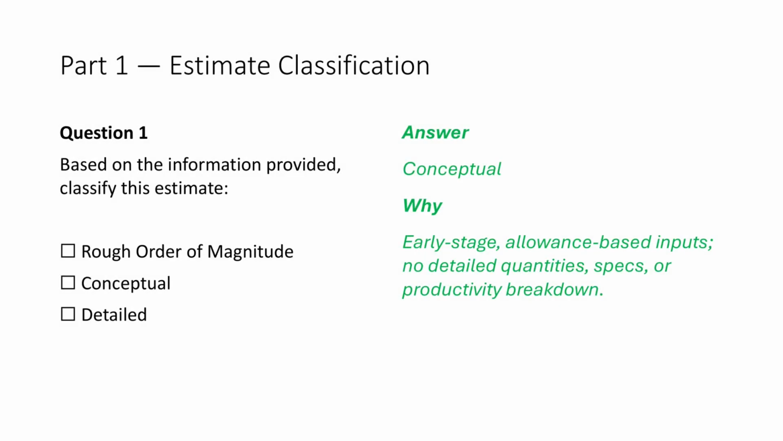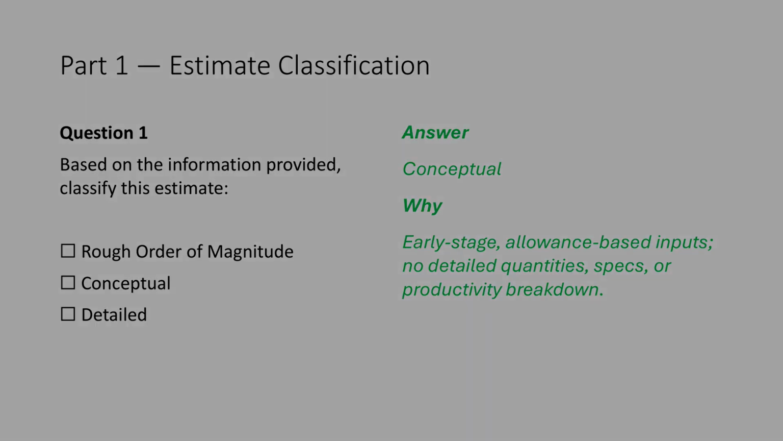Explanation. This estimate is best classified as a conceptual estimate. Why? Because it's built using allowances, simplified labor assumptions, and no detailed quantity takeoff or productivity analysis. At this stage, accuracy comes from judgment, not precision.